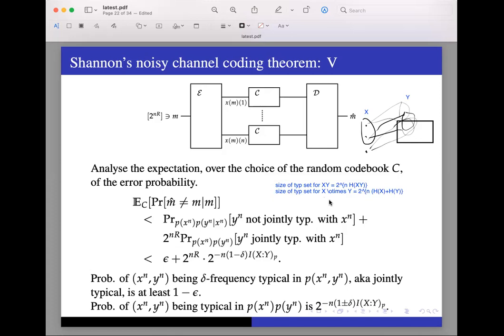Again, we remarked for the noiseless coding theorem that all the typical sequences have almost uniform probability. I mean, there's a fudge factor, but it's essentially uniformly distributed over this set. So the size of the typical set for X times Y is just the product, which in the exponent becomes a sum, so it looks like this.